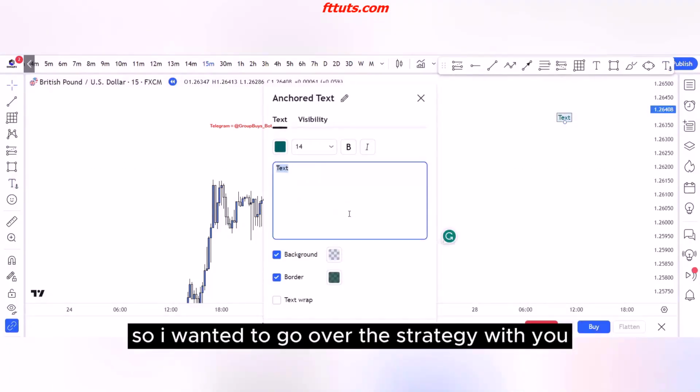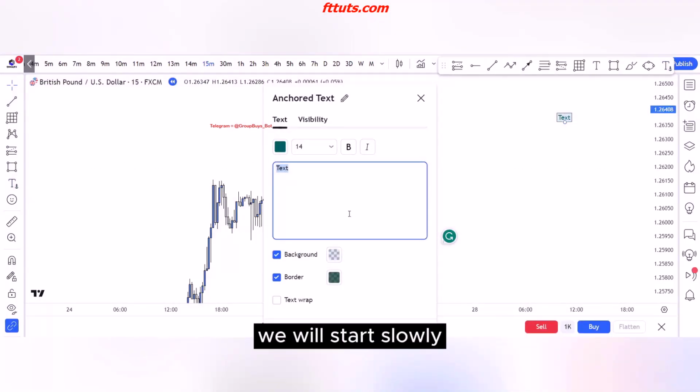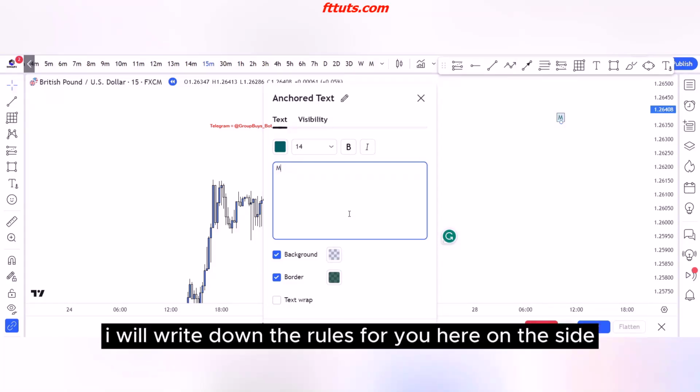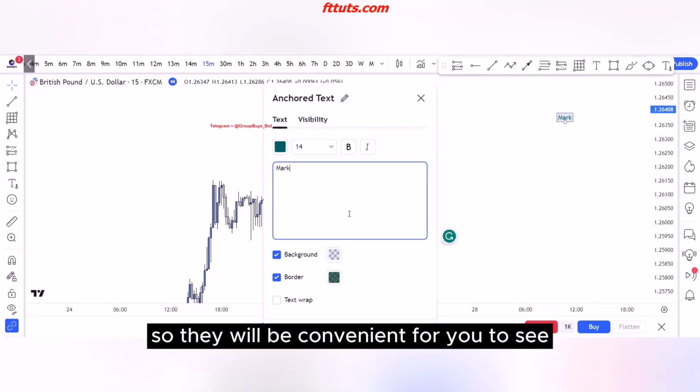So I wanted to go over the strategy with you. We will start slowly. I want you to understand everything. I will write down the rules for you here on the side so they will be convenient for you to see.